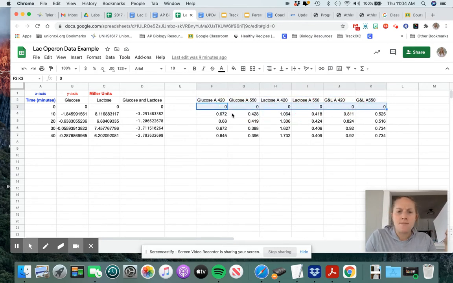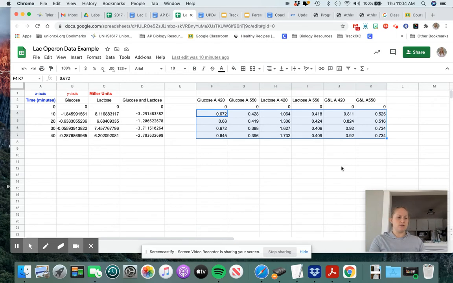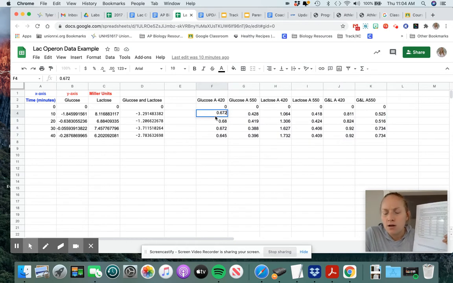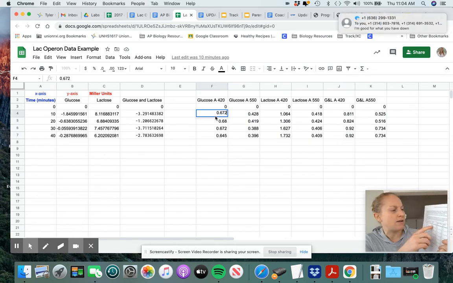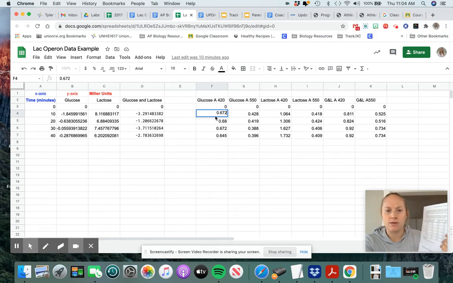But this is what you'll need to change. You'll need to change this part to fit your data. So you go to your table and you import those numbers in. So for example, 10 minutes, you have your A420, and that is for your glucose group. You will put that right here. So you find the time component, you find the A420, you put that number there instead. So you just take out the 0.672 that I have and put in your own number.